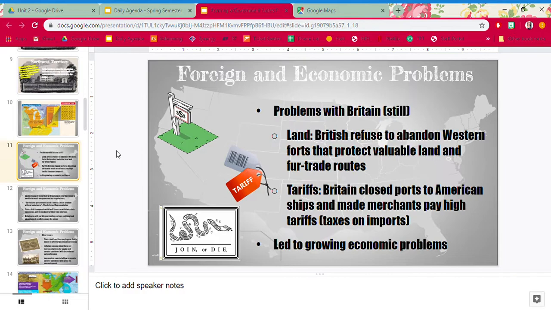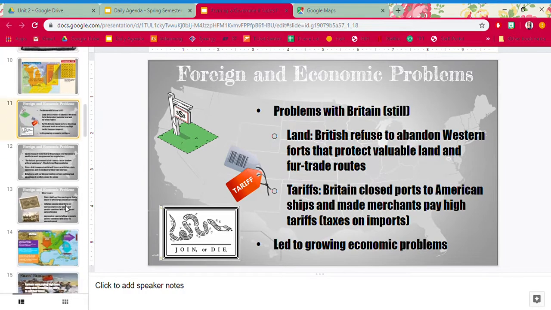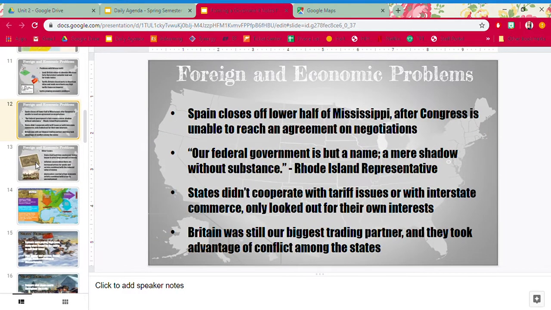Additionally, the British began to close a bunch of their trading ports to American ships, and they made American merchants pay high tariffs, which are taxes on goods that we import, that we buy, right from another country. So obviously, the British are very bitter. They lost the war. So, right, they don't want to give up some of the land, and now they're making it really difficult for us to trade with them, and they're making it more expensive for us to trade with them.